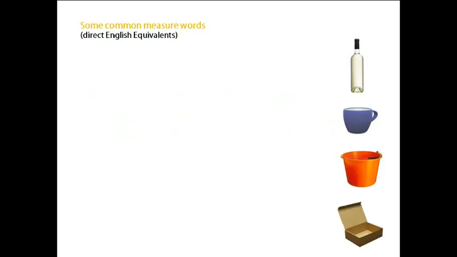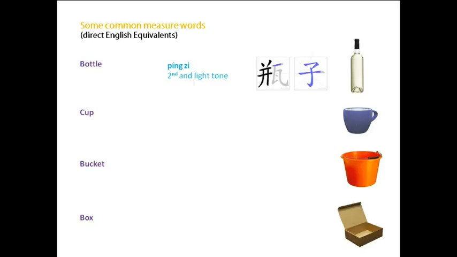Now let's have a look at some common measure words with direct English equivalents. We have bottle, cup, bucket, and box. Bottle is 瓶子, 瓶子, the second and the light tone. Cup is 杯子, 杯子, the first and the light tone. In Chinese, we don't really differentiate between the different types of cups. So, coffee cup, tea cup, wine glass, mugs, they're all called 杯子.